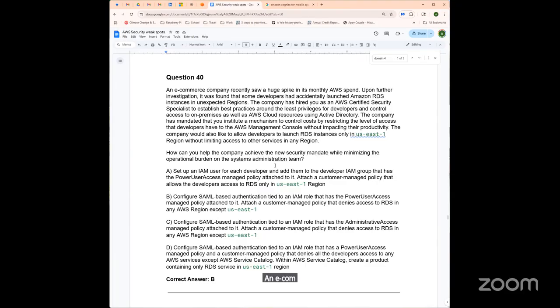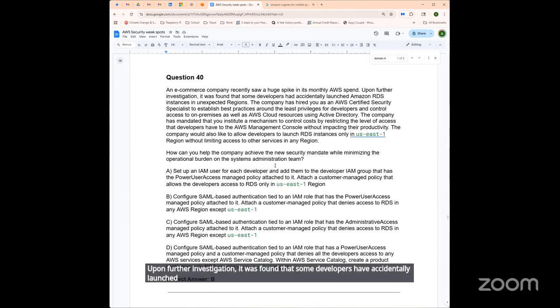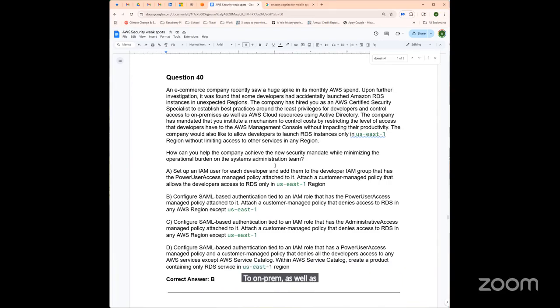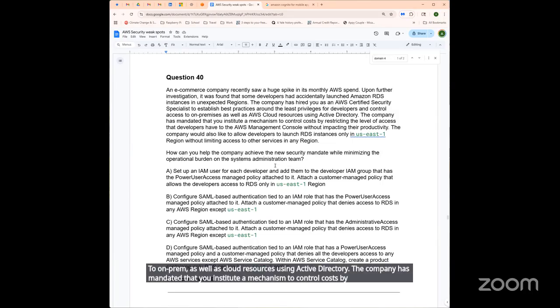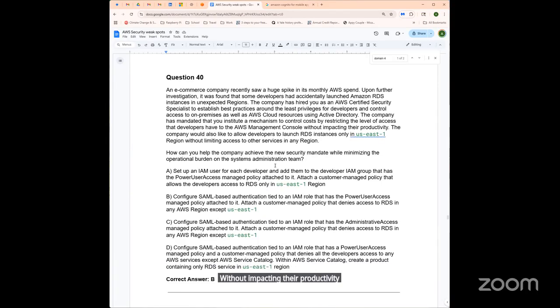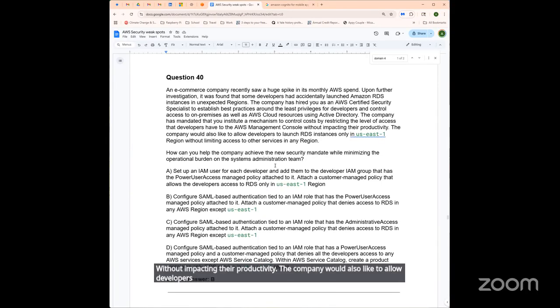An e-commerce company recently saw a huge spike in its monthly AWS spend. Upon further investigation, it was found that some developers had accidentally launched RDS instances in unexpected regions. The company has hired you as a certified security specialist to establish best practices around least privilege for developers and control access to on-prem as well as cloud resources using Active Directory. The company has mandated that you institute a mechanism to control costs by restricting the level of access that developers have to the console without impacting their productivity. The company would also like to allow developers to launch RDS instances only in the US East 1 region without limiting access to other services in any region.